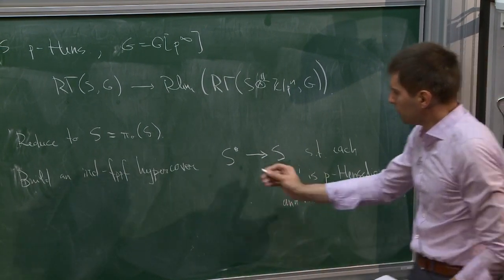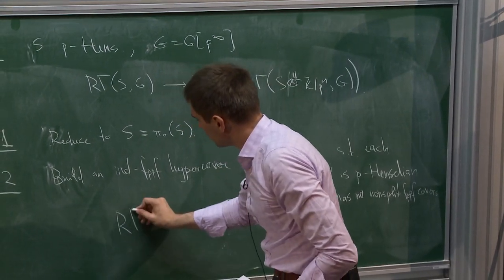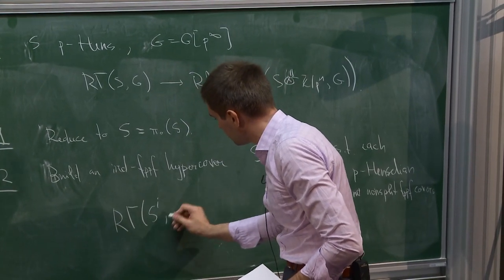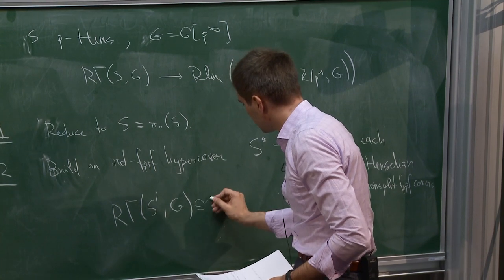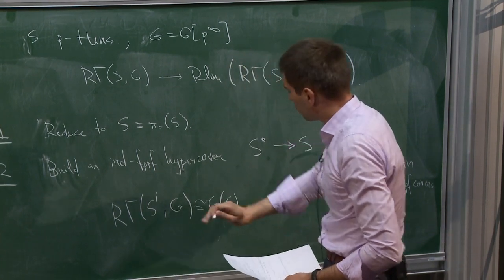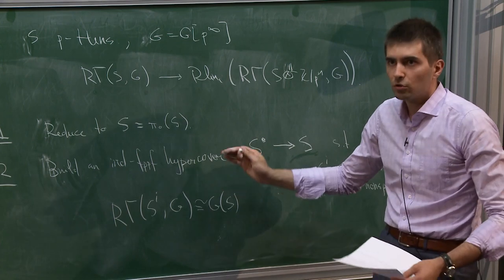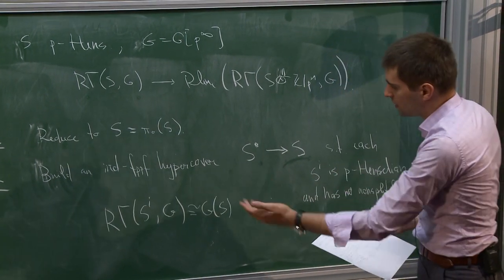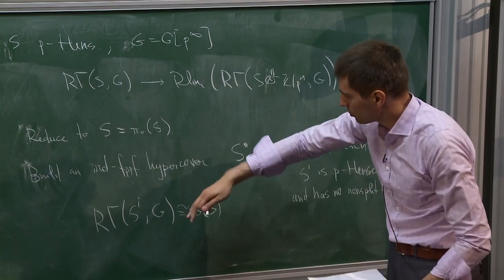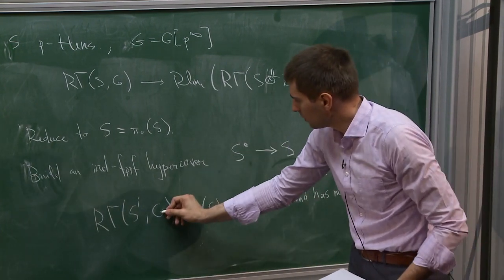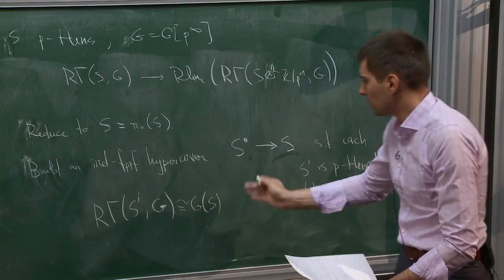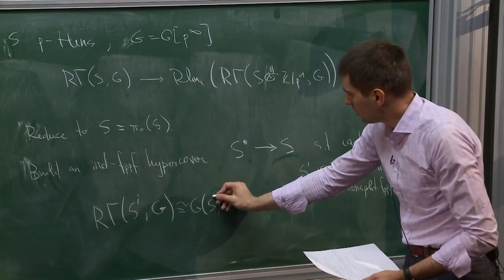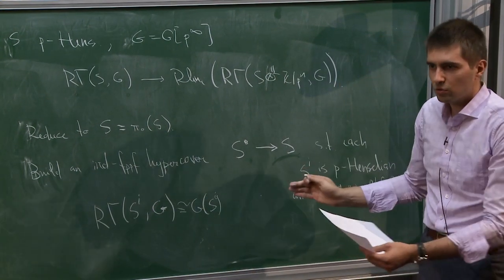For instance, for S_i, the R-gamma of G is just G of S, because S_i has no non-split covers. Then one wants to show the same for S modulo p^n, and there one uses the Beauville-Laszlo sequence, and passage to derived p-adic completion, somehow deriving Beauville-Laszlo. But anyway, I'm out of time, so I won't enter into details there.